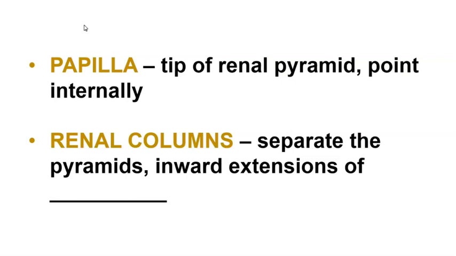So in a minute we'll discuss how blood filtrate is formed by the kidney, and then how that filtrate is directed out of the kidney through a series of tubes and channels. So the papilla of those pyramids point internally towards the deepest parts of the kidney. And we also see between the renal pyramids these structures called renal columns that are essentially little divisions between the renal pyramids. What these renal columns are is inward extensions of the renal cortex.